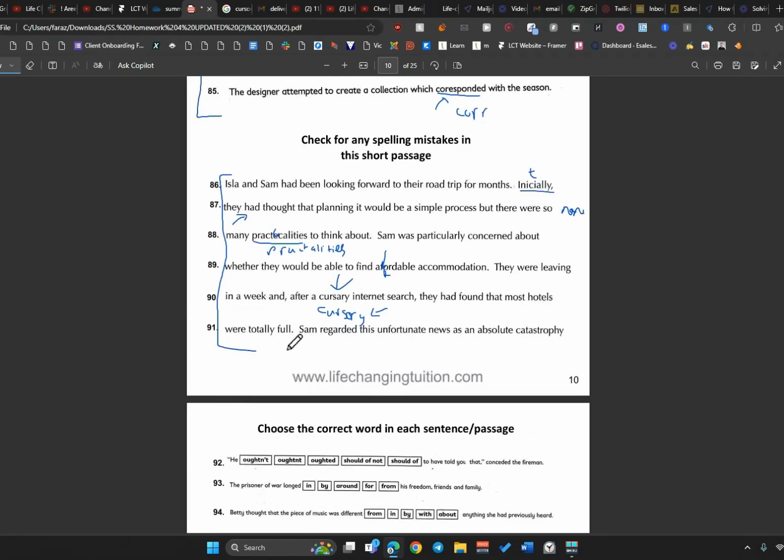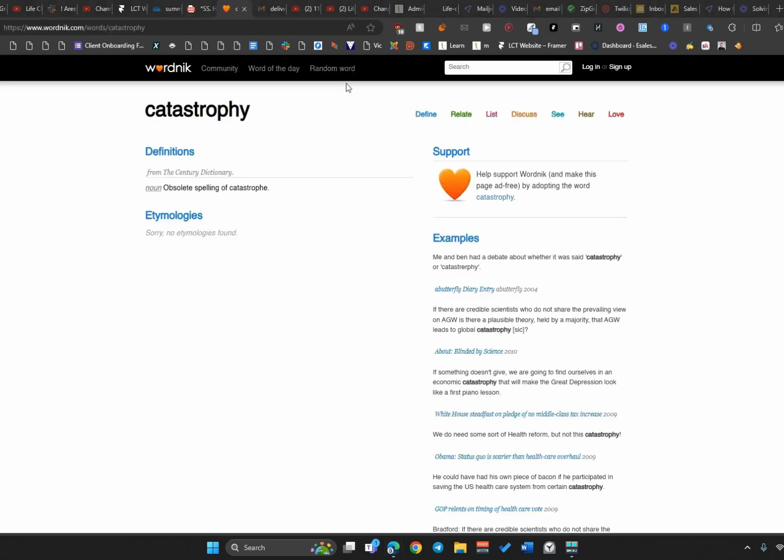Most hotels were totally full, and Sam regarded this unfortunate news as absolute catastrophe. Now, this one is a bit of a red herring. A lot of people think this is spelt right. But catastrophe should actually have an E at the end, even though it sounds like it should have a Y. And I've just pulled this up to show you.